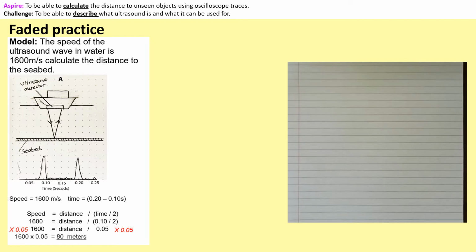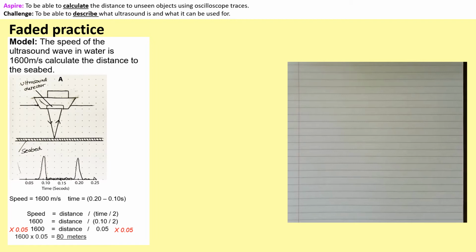It looks quite confusing. So we've taken speed equals distance divided by time divided by 2, and we've just taken the information that we know from that question. So 1,600 meters per second is the speed. And the time, we've used the oscilloscope trace. So we've done the largest time, which is 0.20. That's when the pulse was reflected back. And the start time, which was 0.10, so that the time is 0.10 seconds.